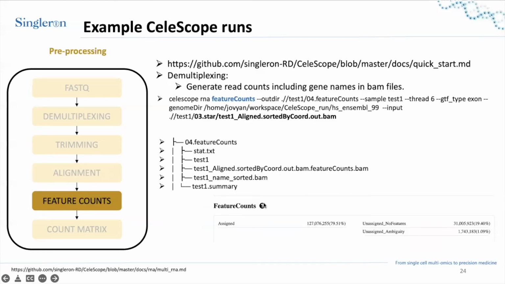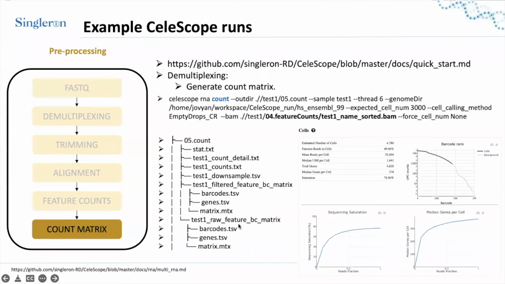The next step is it will count the features. Now in this BAM file, we begin to see the gene names according to it. And then, again, it has this feature count quality matrix to tell us how many reads, or base pairs, are assigned to a specific gene. And then it determines the number of cells in the next steps.